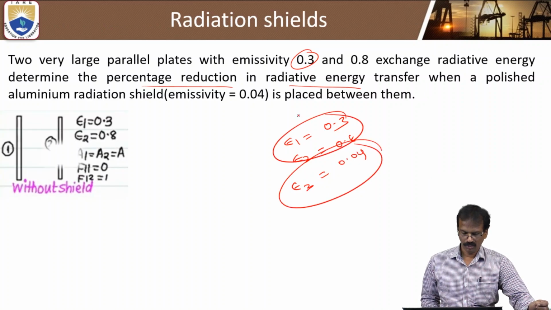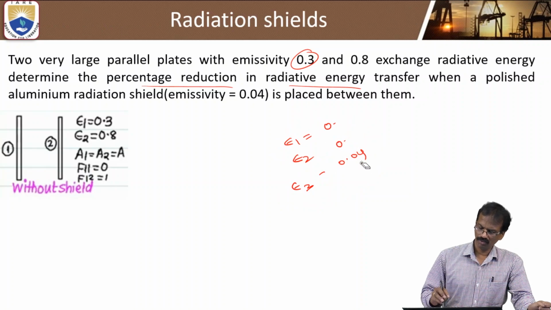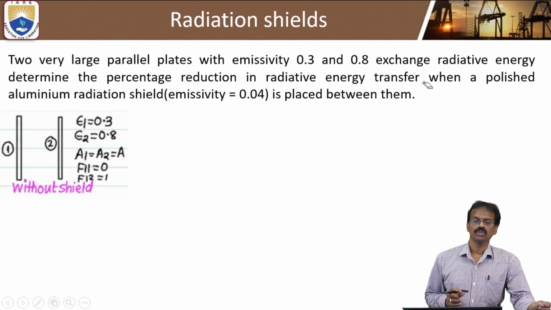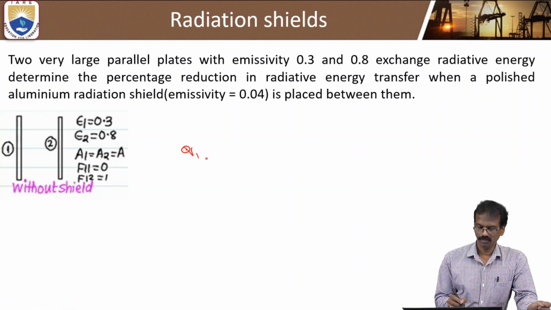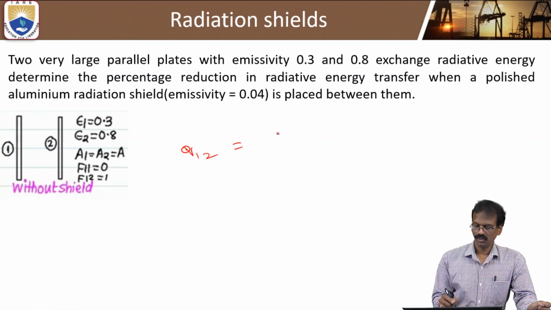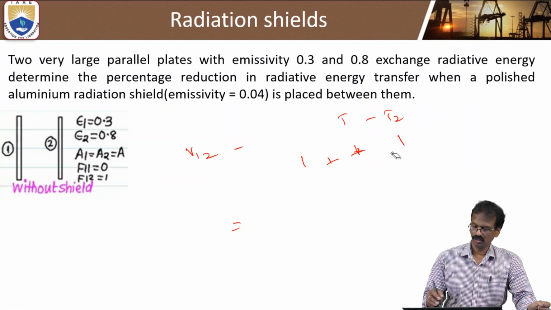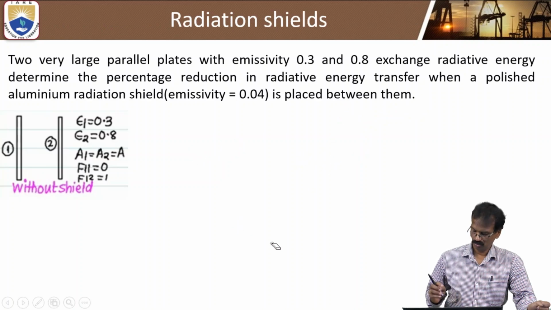So you will see this condition. First we will find out the heat transfer without shield and with shield. Then the percentage of reduction in the heat transfer we will find out. So first we will find out the rate of heat transfer between 1 and 2 without shield. You know the formula: sigma A into T1 to the power of 4 minus T2 to the power of 4, by 1 by epsilon 1 plus 1 by epsilon 2 minus 1. So by using this formula, you can find out the Q12. Q12 is already solved.